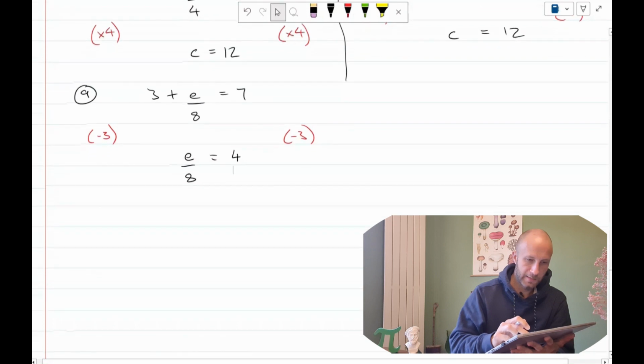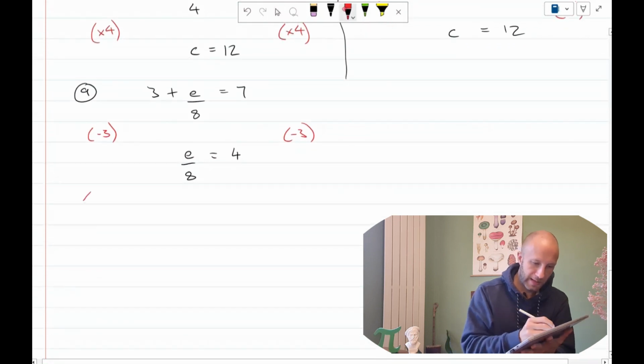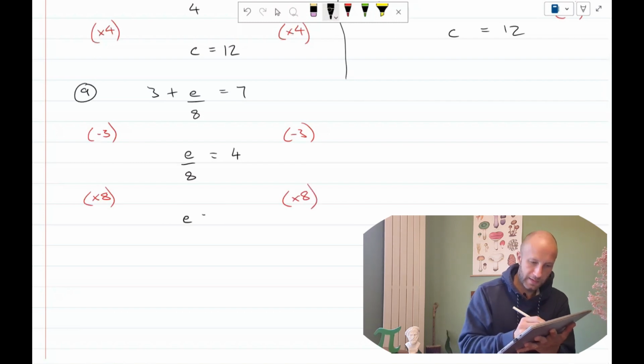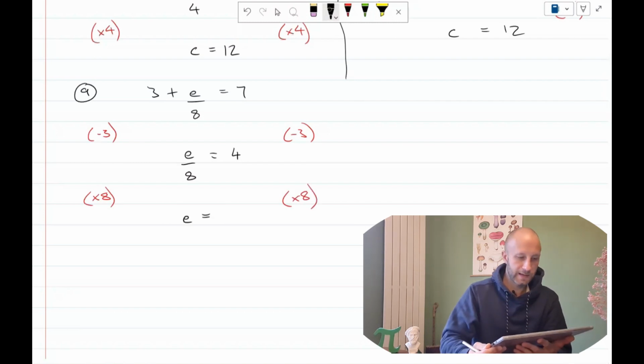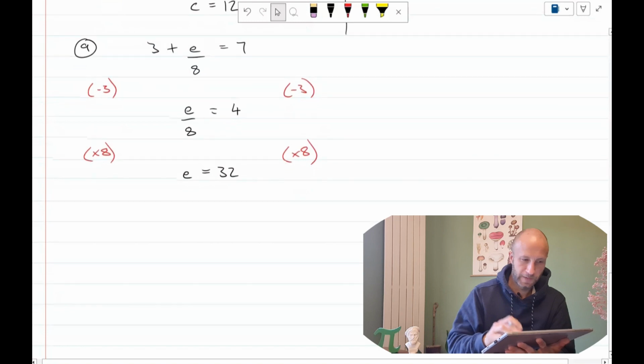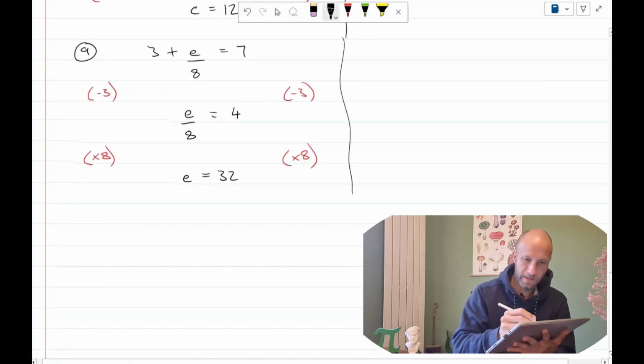And then again, to get rid of that division by 8, I'm going to multiply by 8 on the left, which means I have to multiply by 8 on the right. So the e comes out nicely, the 8s cancel, division by 8 and times by 8 cancel. 4 times 8 is 32. If you prefer the other way, I will just run through it quickly.